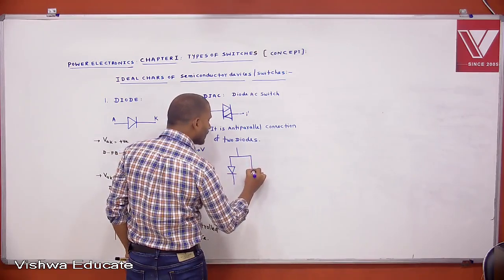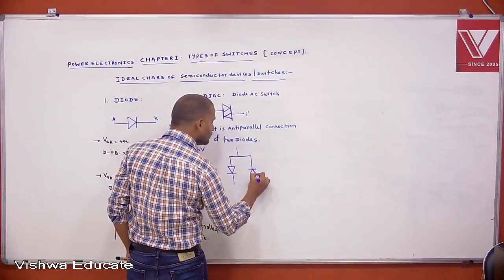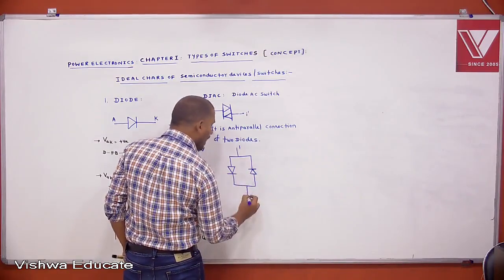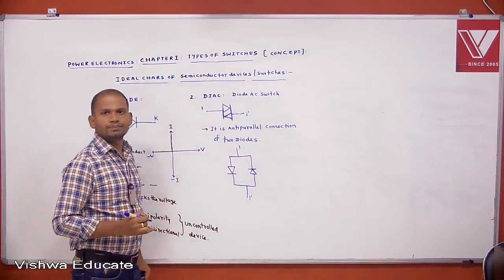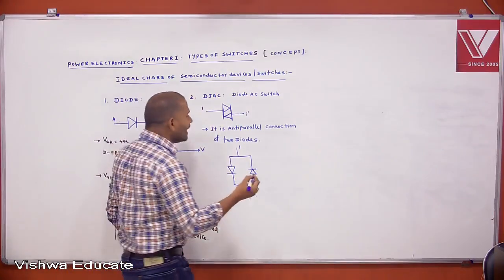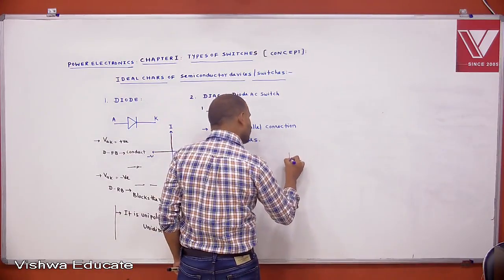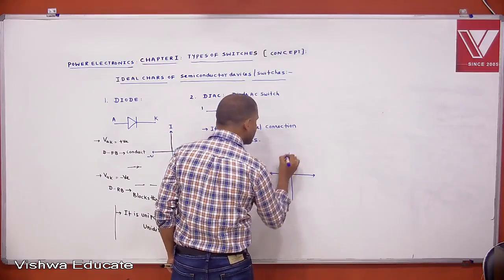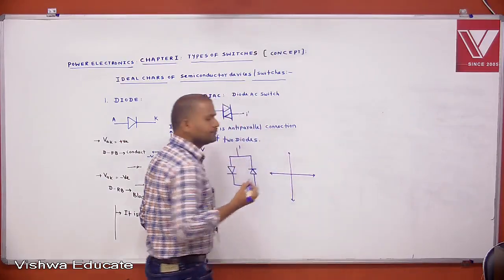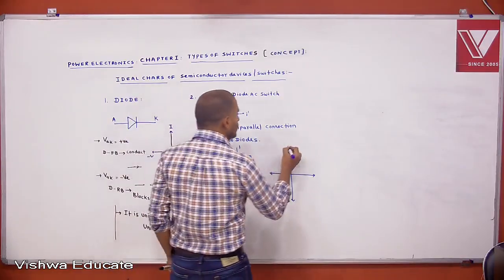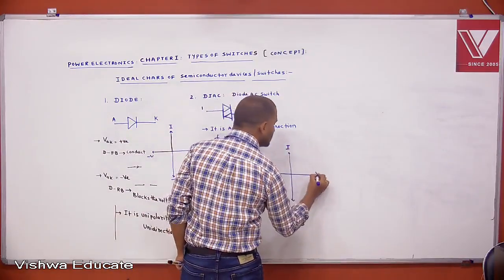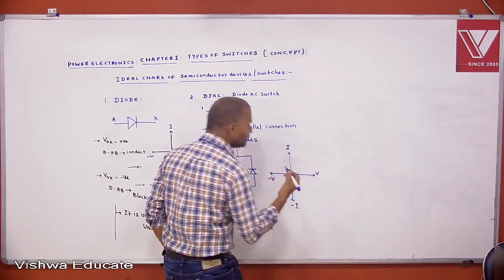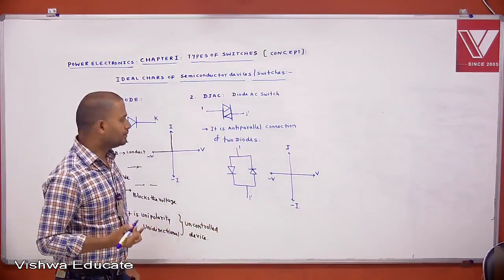It is an anti-parallel connection of two diodes. A diac is equivalent to an anti-parallel connection of two diodes. Now I am drawing the ideal characteristics of a diac. In the drawing of ideal characteristics for any semiconductor device, take it like this. This is I, this is V, this is minus V, this is minus I. Understood?